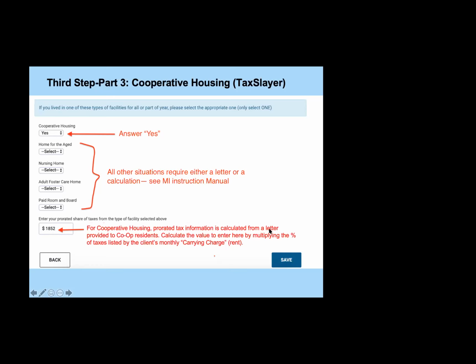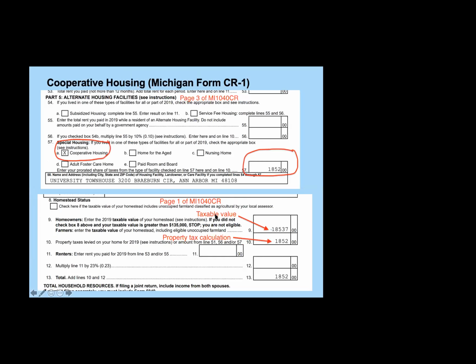And most of the time there's a letter. And then on the CR, you're going to see that X over here, cooperative housing, and that number is just going to be right there. And then it comes to page 1 of the CR. And I told you how you can enter the taxable value, but that can be left blank too. And just the property tax that you entered flows in up here and here.